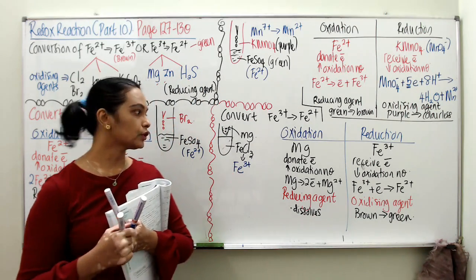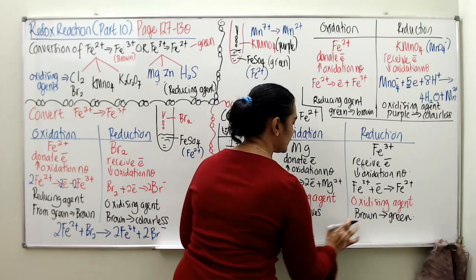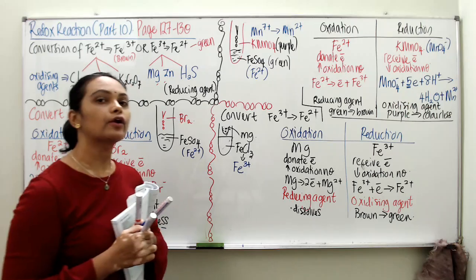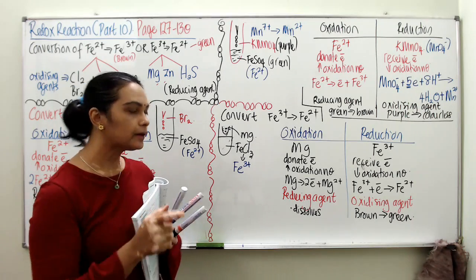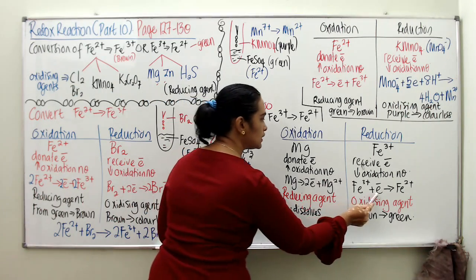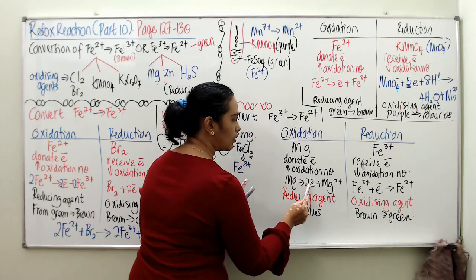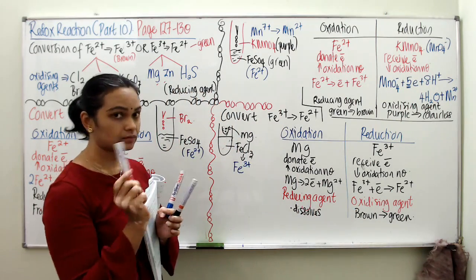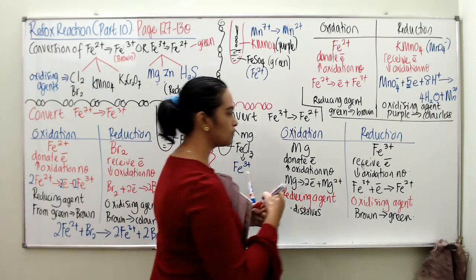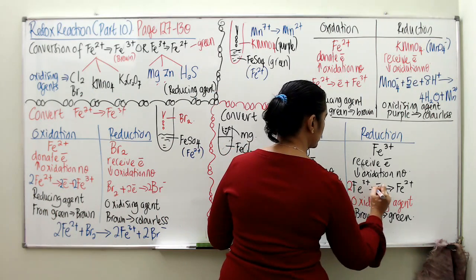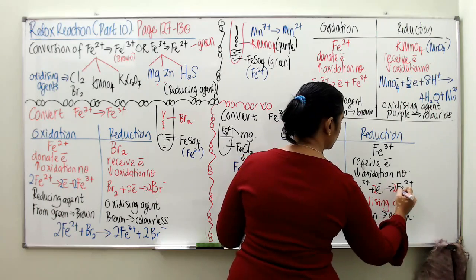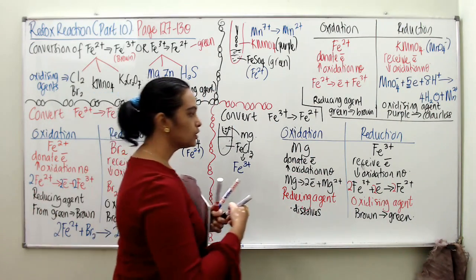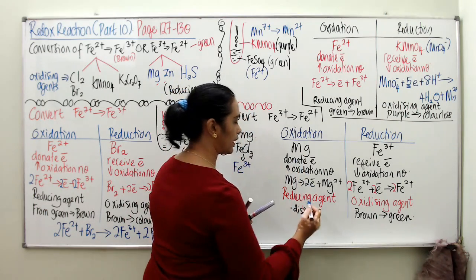So let's continue. Brown to green. Now teacher is going to write down the overall ionic equation. Before that, please look that here the number of electrons for iron 3 ion is not balanced. So what teacher will do is add a 2 here. Hope you can remember teacher's previous video on how to balance ions. Now we write down the overall ionic equation.